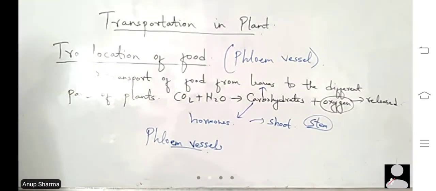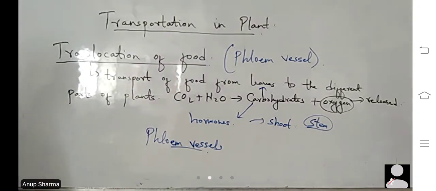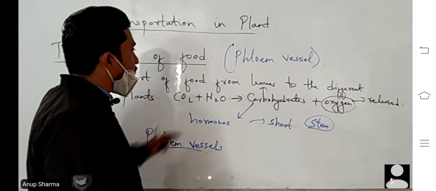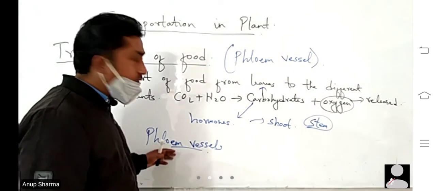Okay, got it? So food molecules enter the phloem cells from the mesophyll cells of the leaves. After entering phloem, the food molecules may move upwards or downwards in the plant. That means from the phloem cell, it enters the different parts of the plant.